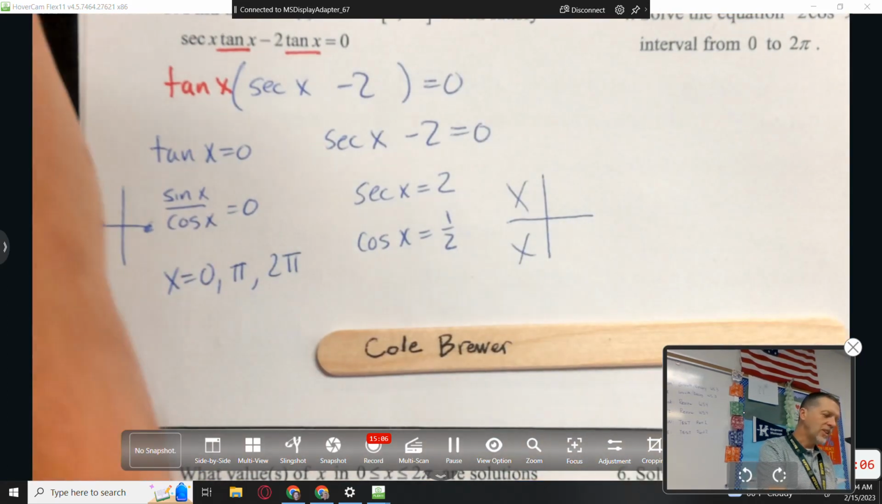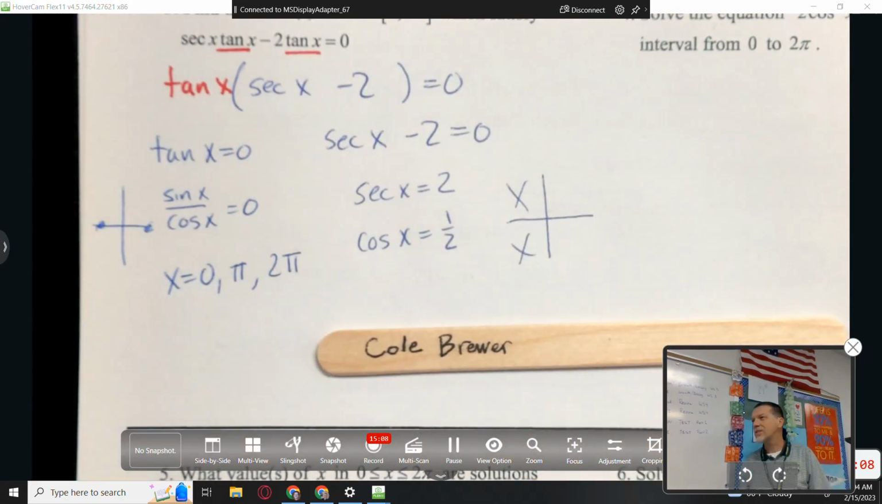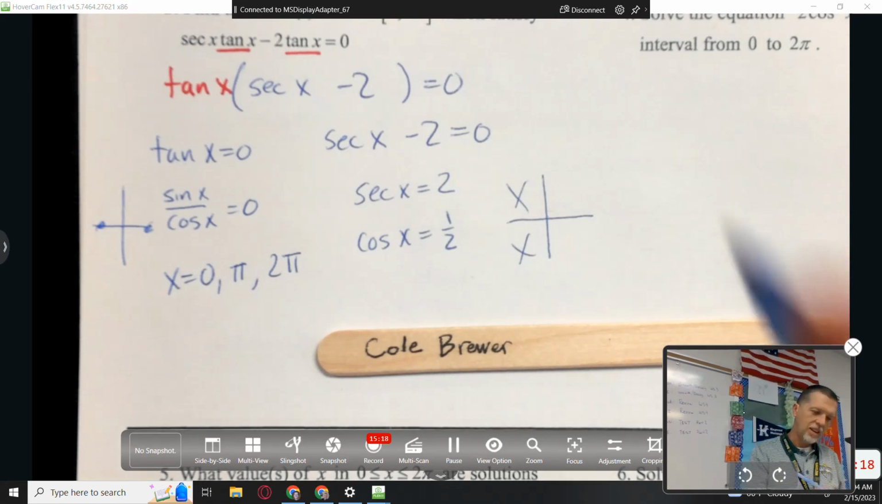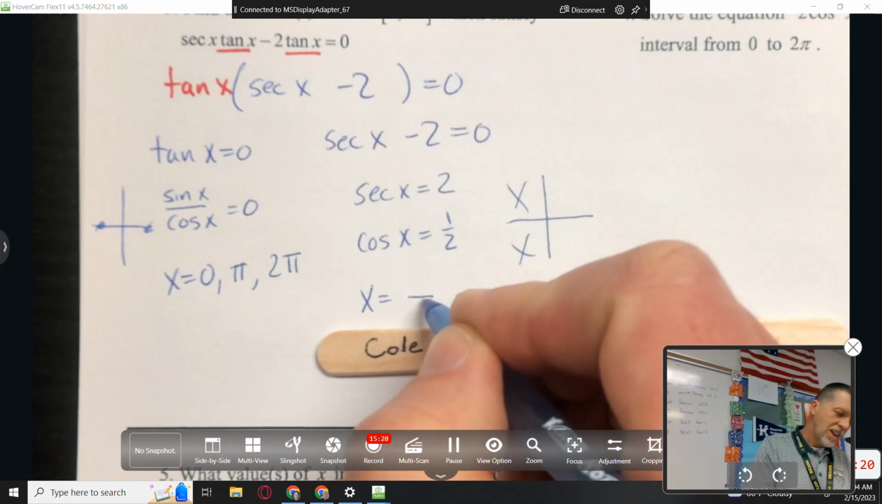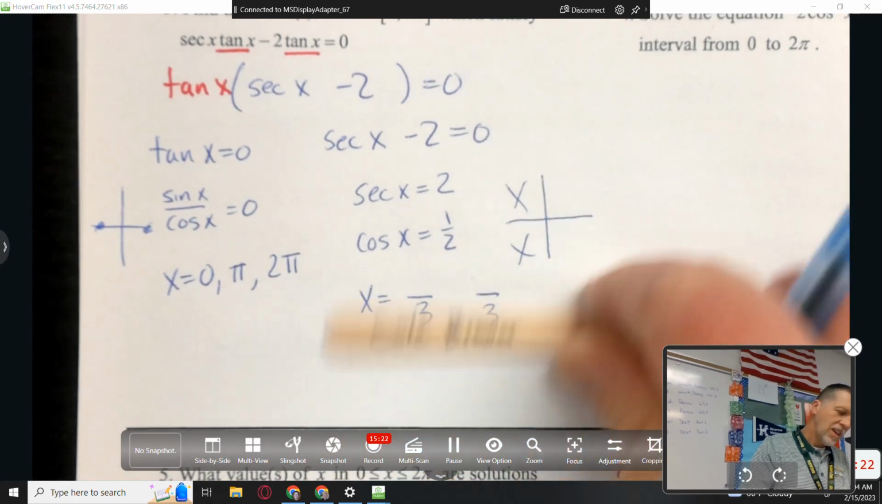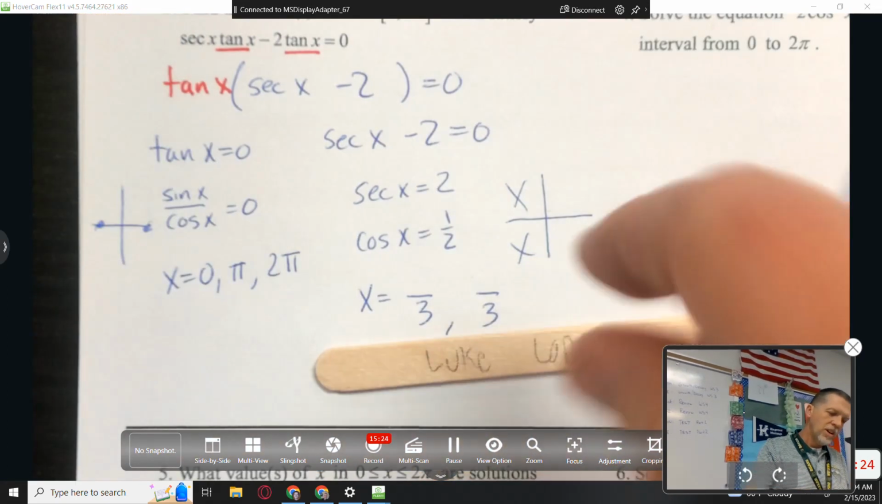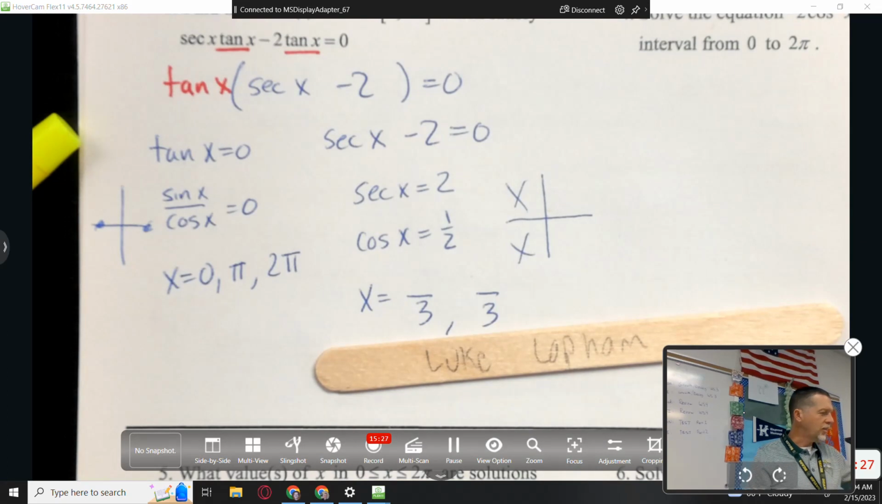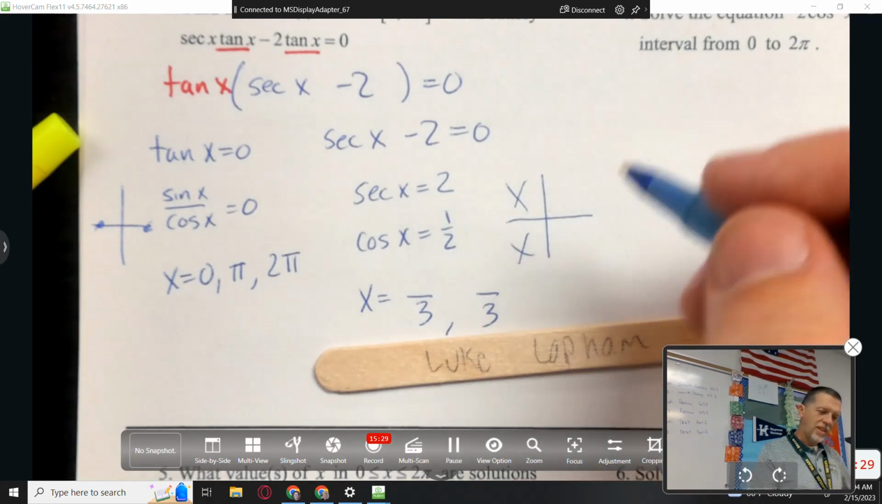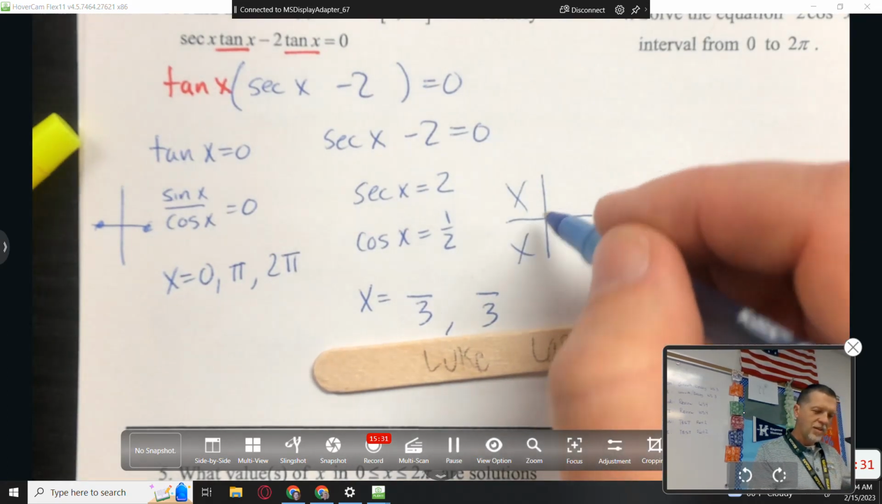Cole, I still need the denominator though, or shallow, middle, steep. That's kind of the same thing. For cosine is 1/2. Over 3. It is over 3. So, Luke, what's over 3 in the first quadrant? Pi over 3.